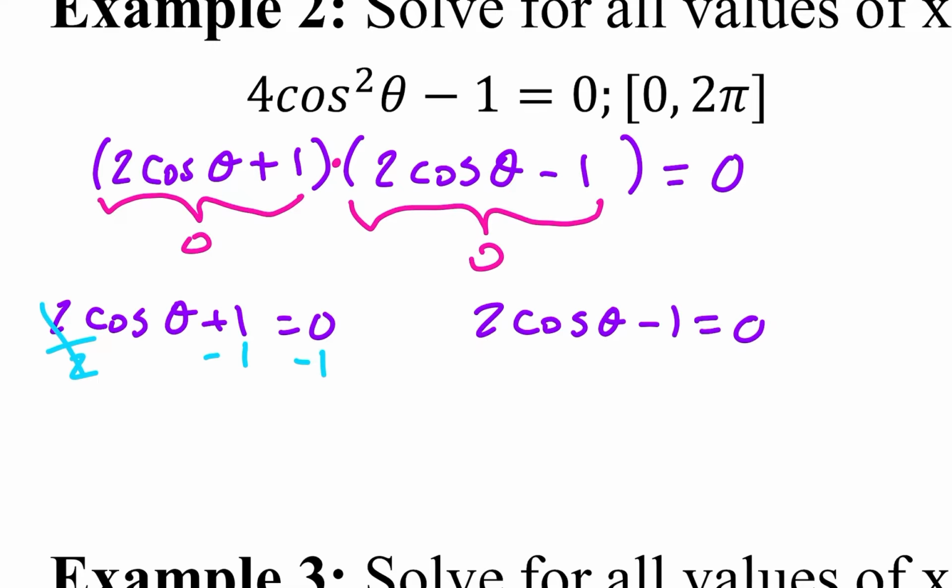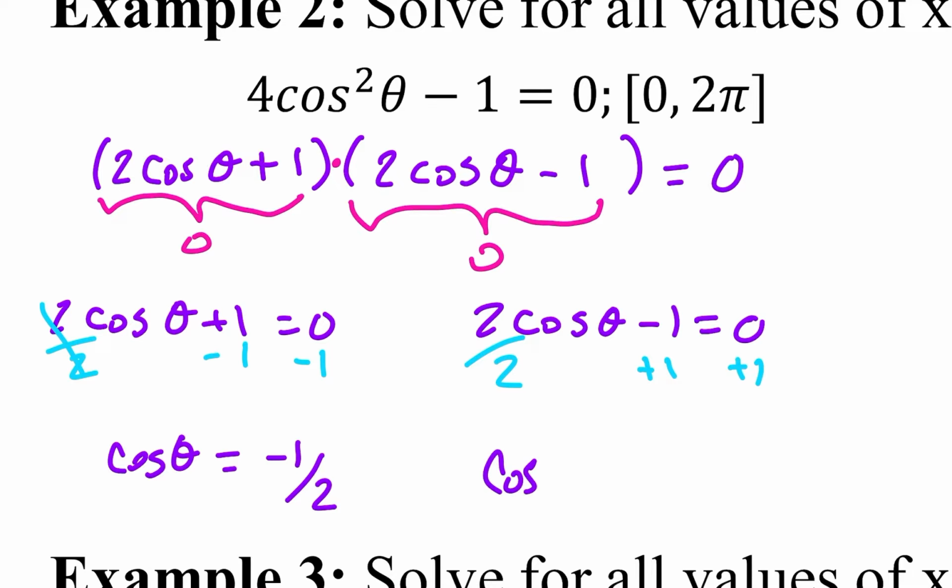I'm going to do that as two steps. You can see that if I subtract the 1, I get cosine of theta equals negative 1. And then when I divide by 2, I get negative 1/2. Likewise, over here, I'm going to add the 1, so I have positive 1, and then I'm going to divide by 2. So I end up with cosine of theta equals positive 1 divided by 2.